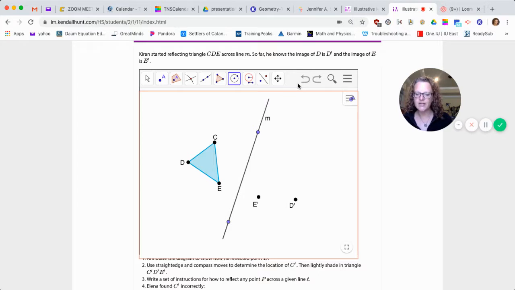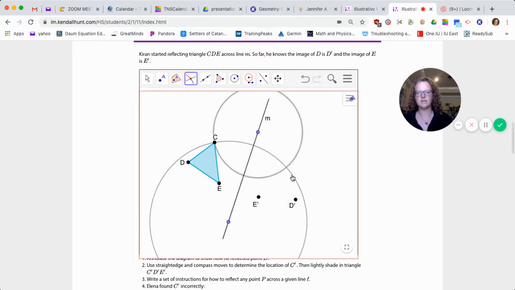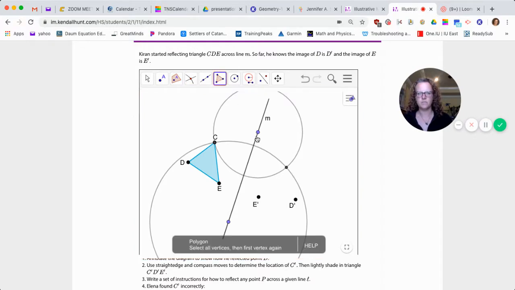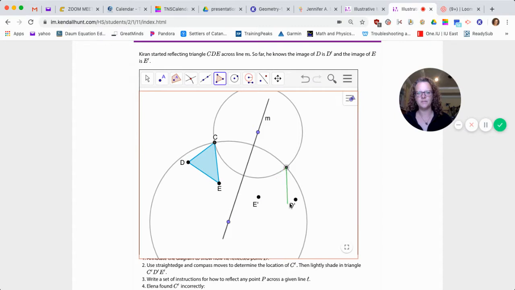Number 2, use a straight edge and compass moves to determine the location of C prime. Okay, so I'm going to do the same thing. I think I hit it. That means the intersection of this circle and that circle become C prime right there. Then lightly shade in triangle C prime, D prime, E prime.